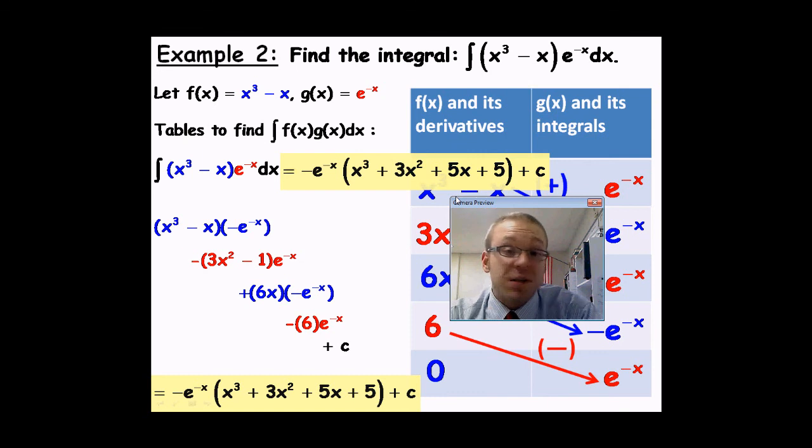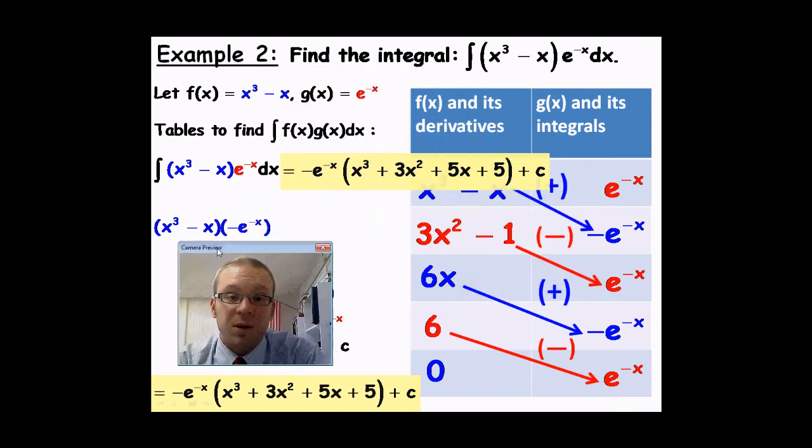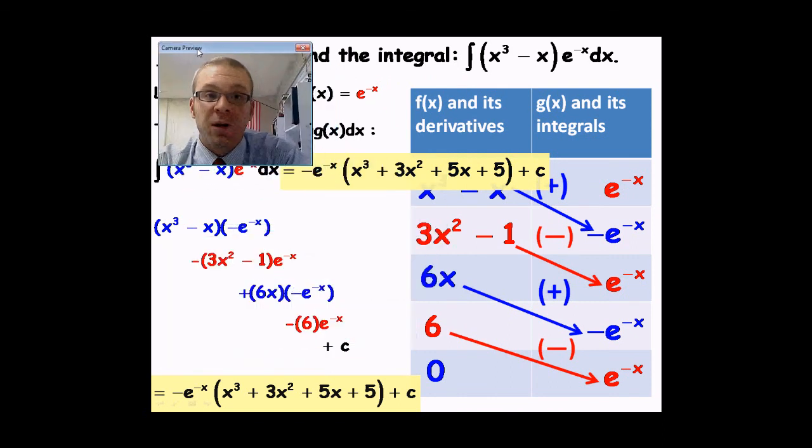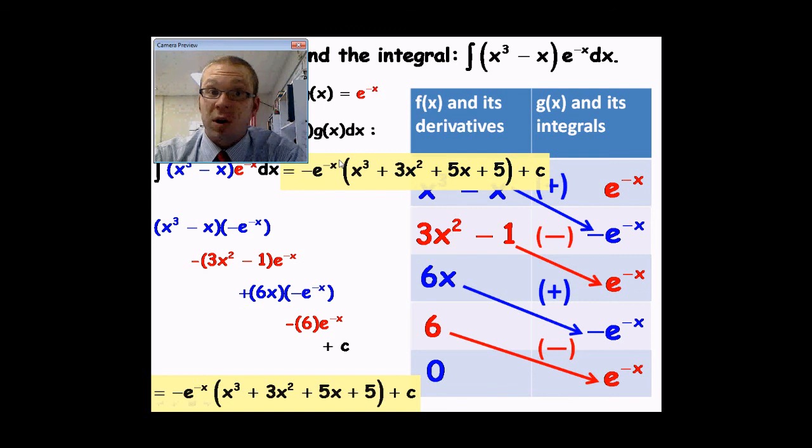Alright, at this point, if you would like the video paused, then please ask your teacher to do so, and your teacher will pause the video for you. And then when you're ready, start it back up when we've got another example.